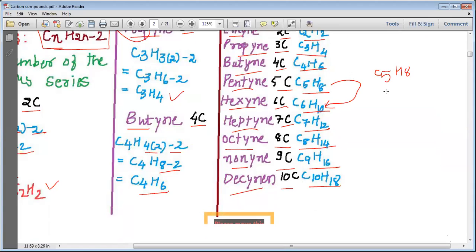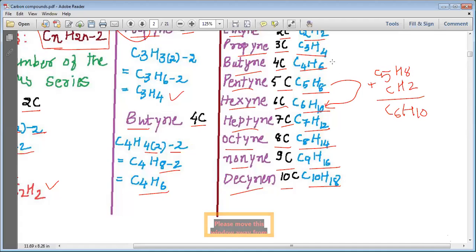Now if you take any example of this, my dear students, suppose you take C5H8, and if you add simply CH2 to it, H8 plus 2 becomes 10, and C5 plus 1 becomes 6. So it is C6H10, you can see the next member is C6H10.